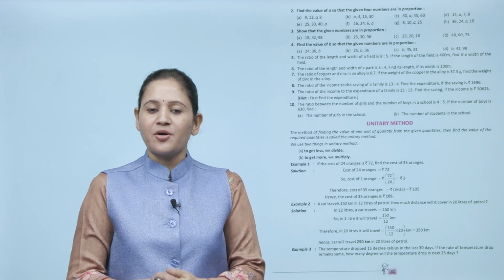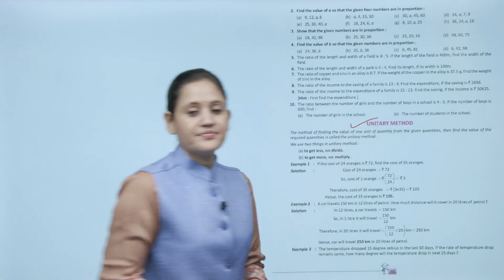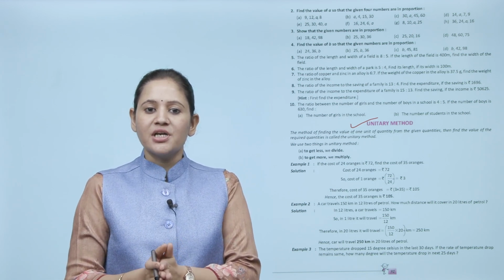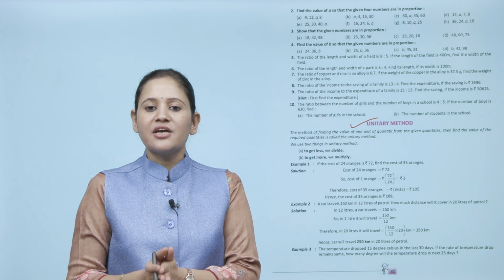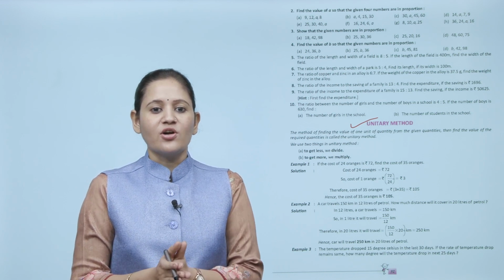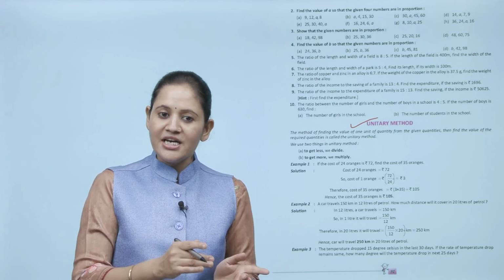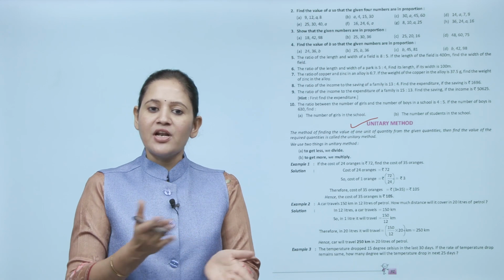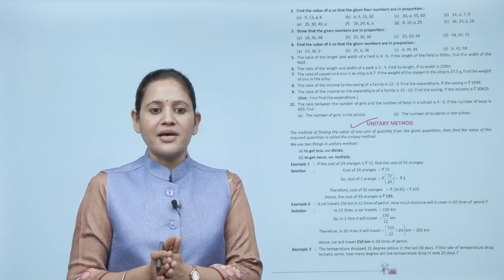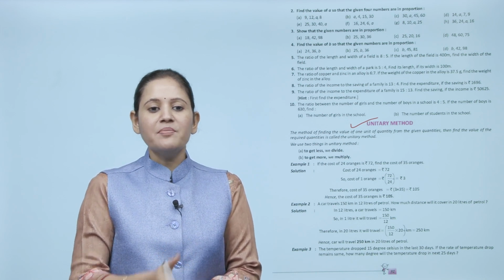We move to the next topic, that is the unitary method. The method of finding the value of one unit of a quantity from the given quantities, and then finding the value of the required quantity, is called the unitary method. Unit means one. First we will find the value of 1 and then जिसकी भी हमें value find out करनी है, we will find out that. We use two things for the unitary method. To get less, we divide, and to get more, we multiply.